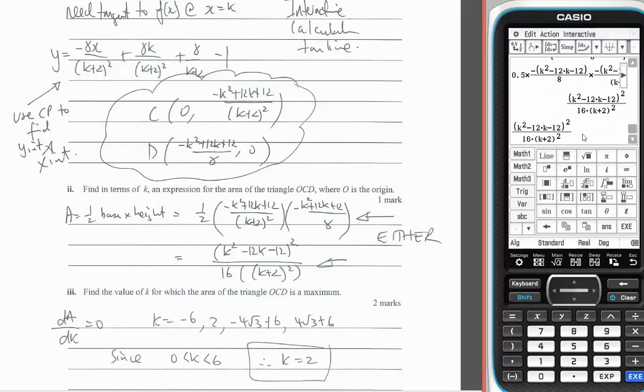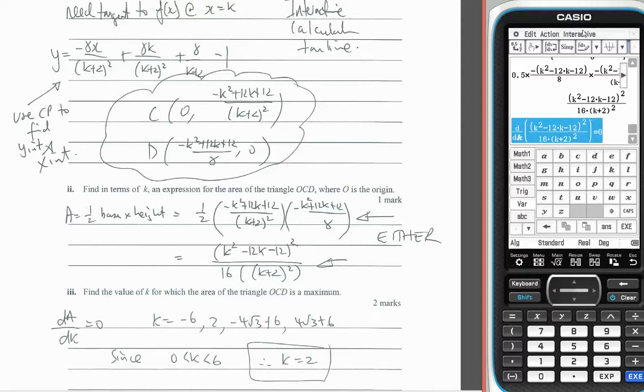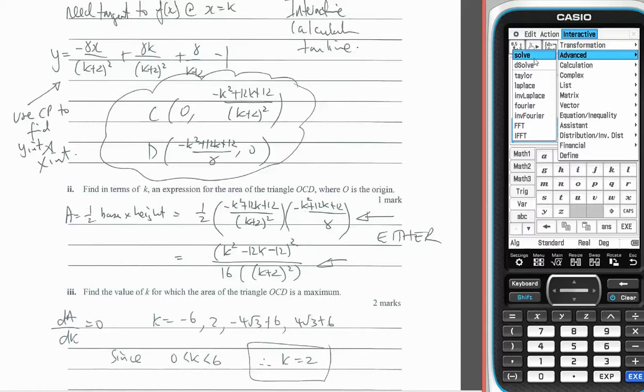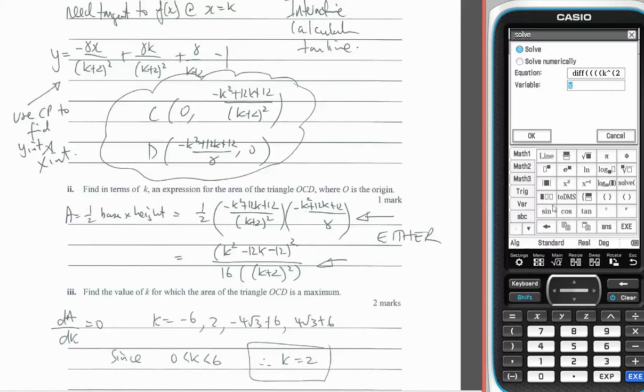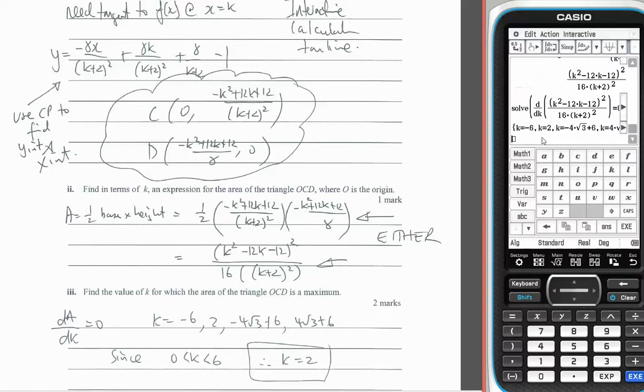If I take that, take the derivative with respect to k, set it equal to 0, and solve it for k, I get these answers, and the only answer with k between 0 and 6 is 2. Therefore k equals 2.